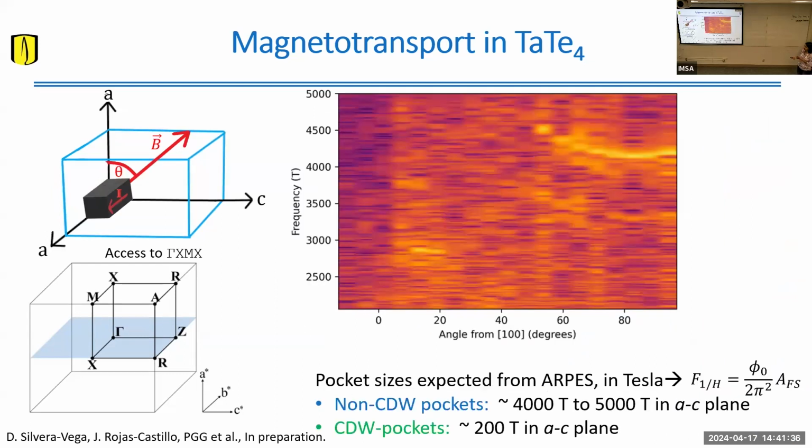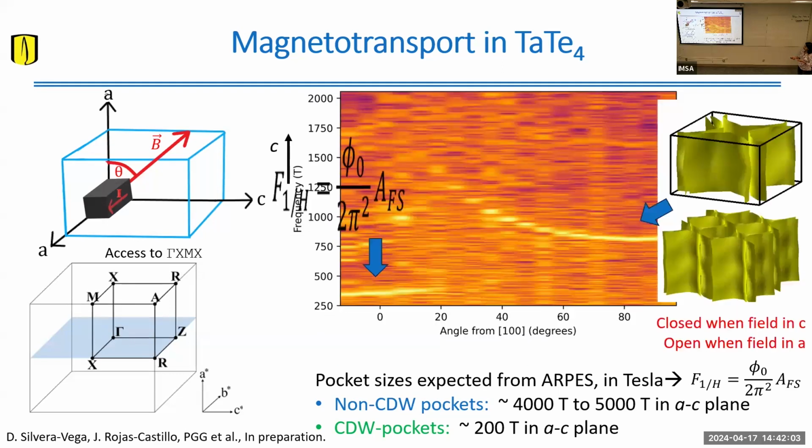So this is the additional plane. One very important feature that we see in this additional plane is, first of all, the 4,000 frequency that we were missing. It is of the order of magnitude of the sizes of pockets that we are seeing in ARPES, meaning that in transport we can also see sections of Fermi surface that are reconstructed and sections that are not.